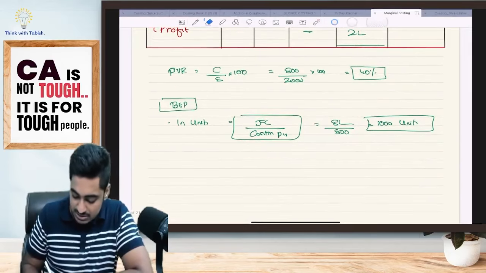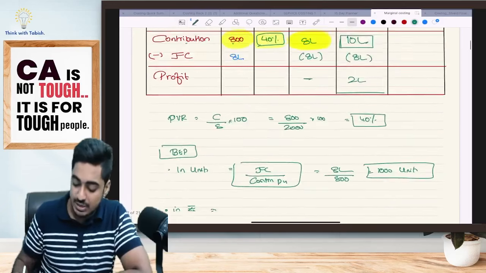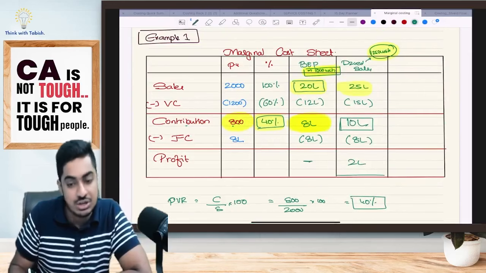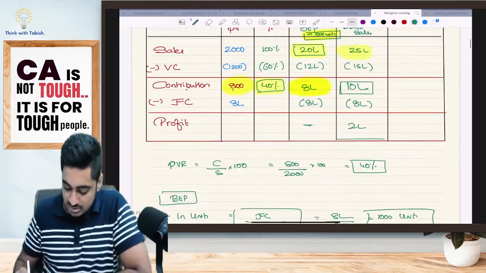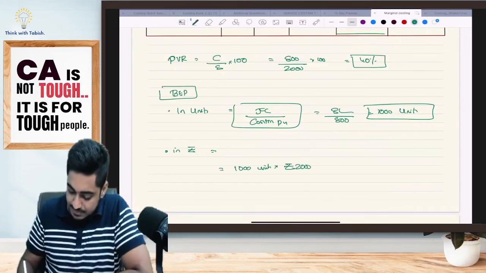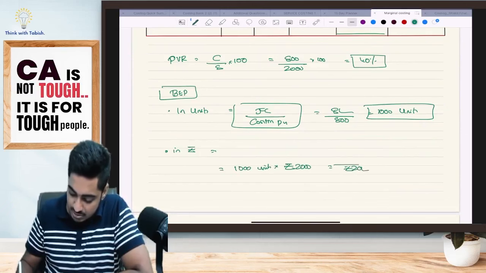Okay. BEP in terms of units as well as BEP in terms of rupees. Tell me how did I calculate BEP in terms of rupees as 20 lakh? I told, okay, boss, 1000 units I should be selling. Every unit at 2000. So I can sell just 1000 units at 2000 per unit, which gives me 20 lakh. Yes or no, everyone?